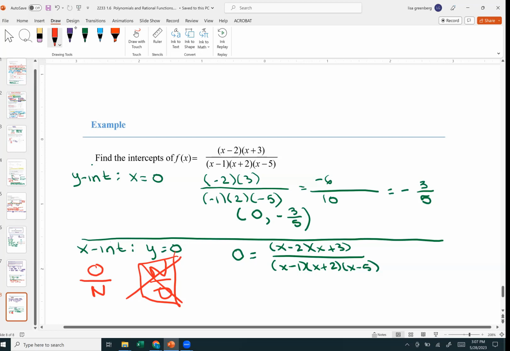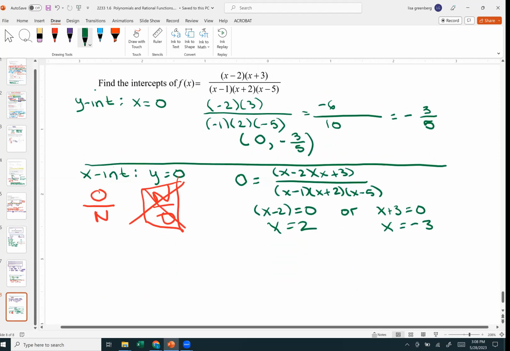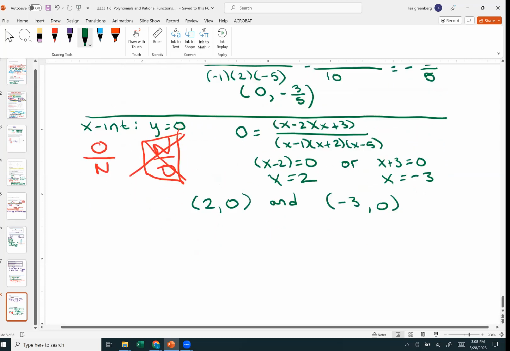I have 2 values, x minus 2 equals 0 or x plus 3 equals 0. So here we have x equals 2, and here we have x equals -3, which means my x-intercepts are at 2, comma, remember I plugged in y equals 0, 0, and -3, comma, 0. And that pretty much takes care of this entire section.